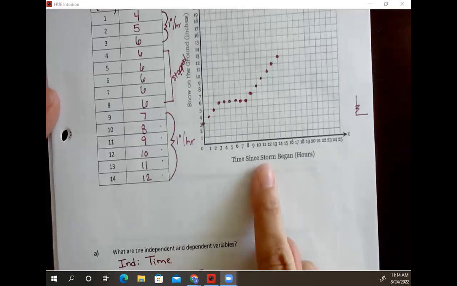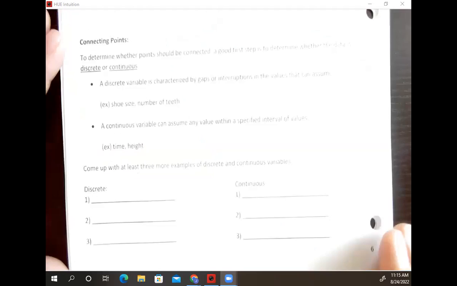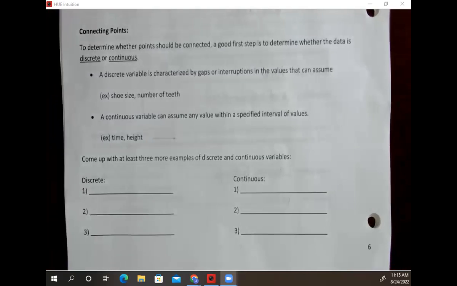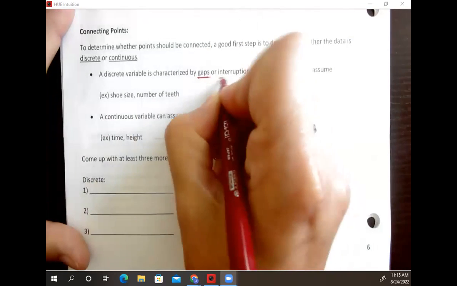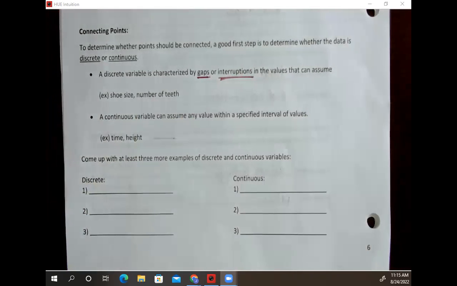So the last question that we were looking at, again, this is bottom of page 6. The last thing that we were looking at was our snowfall graph, and should we be connecting these points or not? So to decide if we want to connect those points or not, we need to decide whether the variables that we're looking at are what we call discrete or continuous variables. A discrete variable is that we've got a limited number of options for values that variable can take. So we're going to see gaps or interruptions in those values.